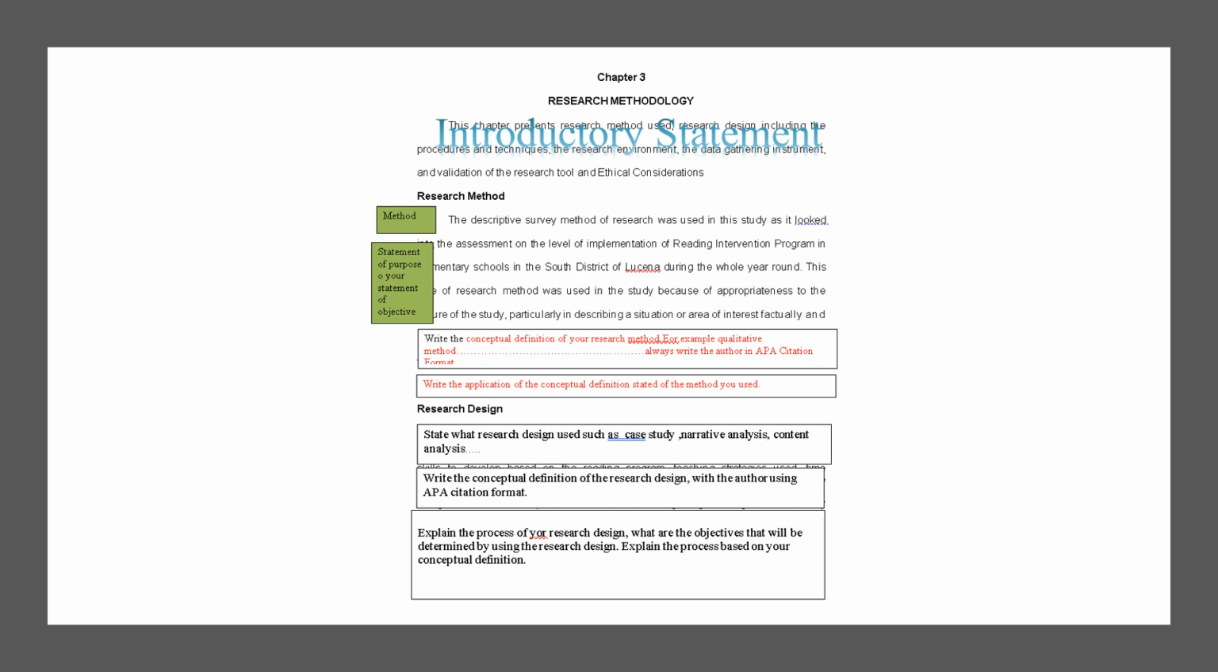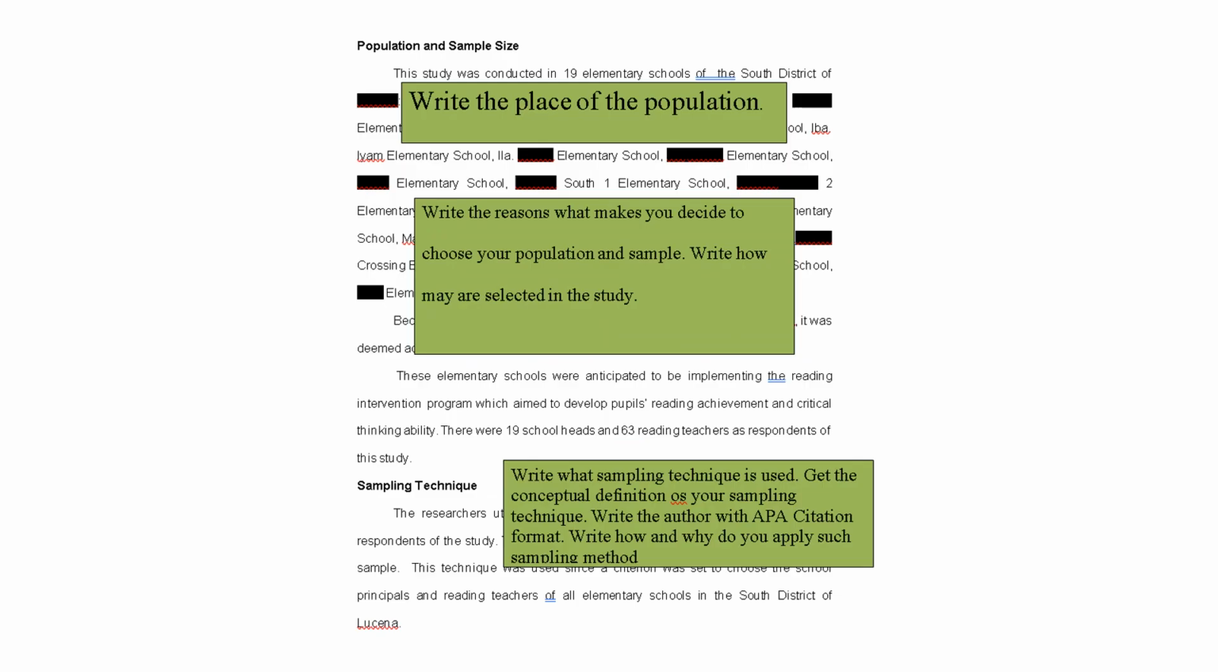Then again, explain the process of your research design and what objectives will be determined. Give the reason why you chose that method and how you applied that method in your study. Explain the process based on your conceptual definition.